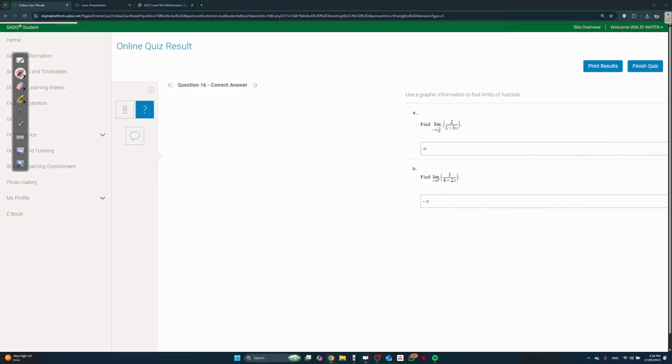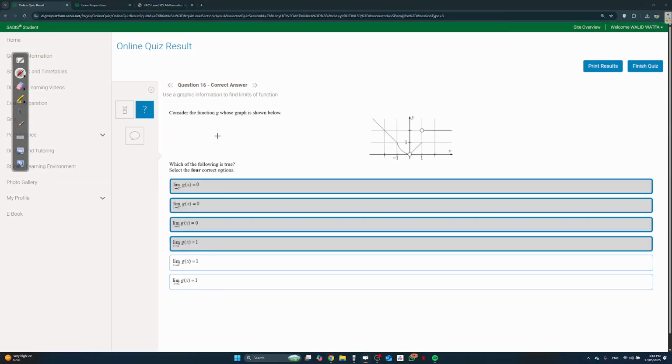Question 16. Consider a function g whose graph is shown below, and they want you to choose the limits. Over here, this is similar to the example I gave you maybe in question 6 or 5 or something like this, where it was a piecewise function. So let's take a look at our choices. You have the graph right there. It's not going to be anything too hard.